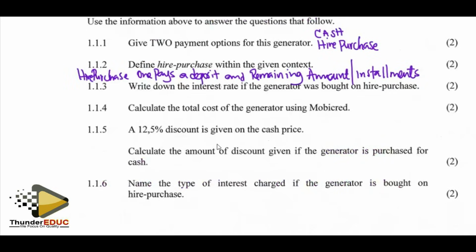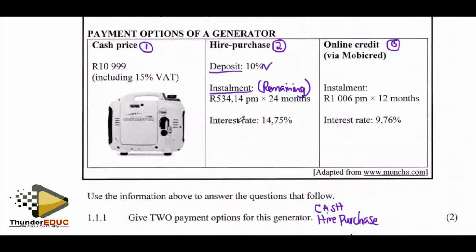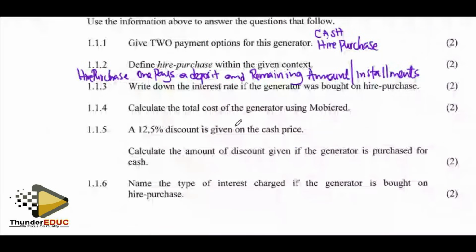Next, the interest rate, if the generator was bought at hire purchase. We go back to our table here. The interest rate is this one here, so we need to write this value here. We shall write it, and it's 14.75%.